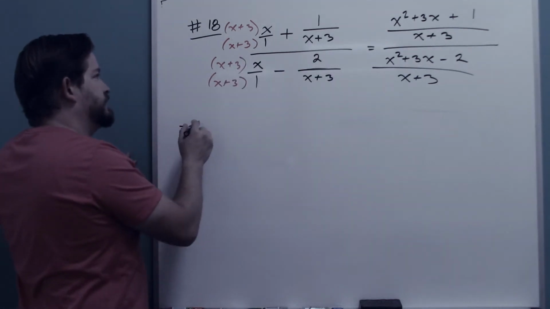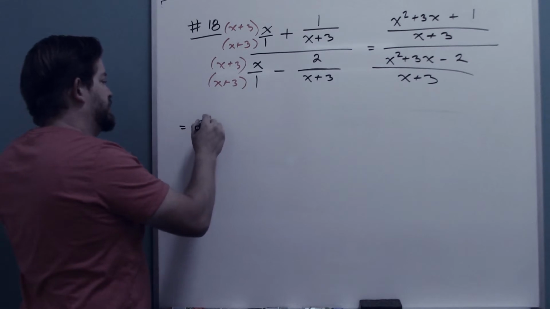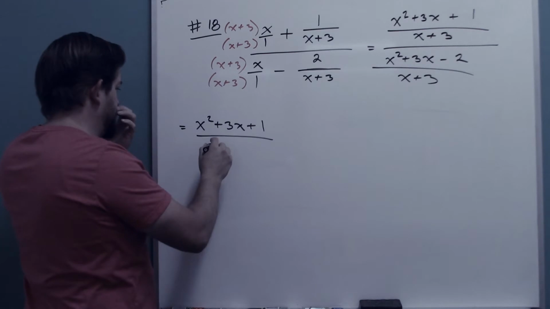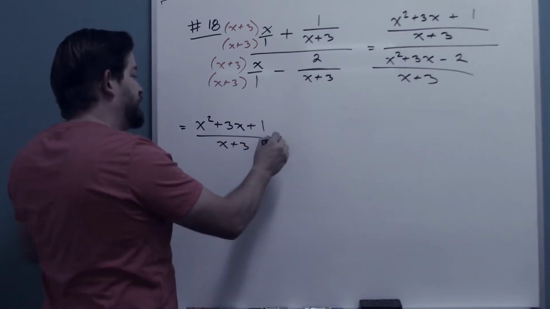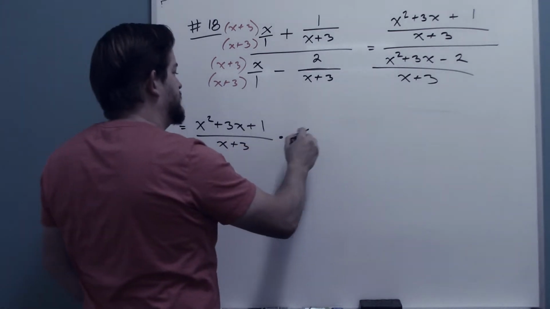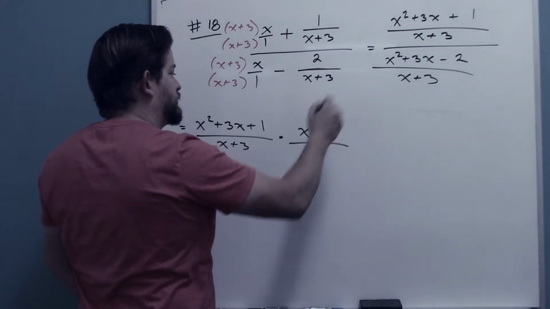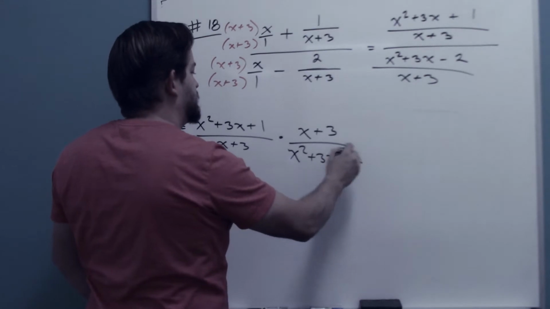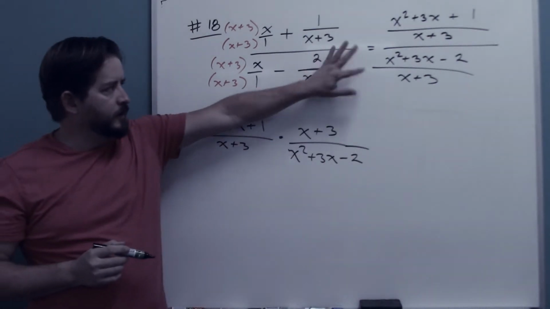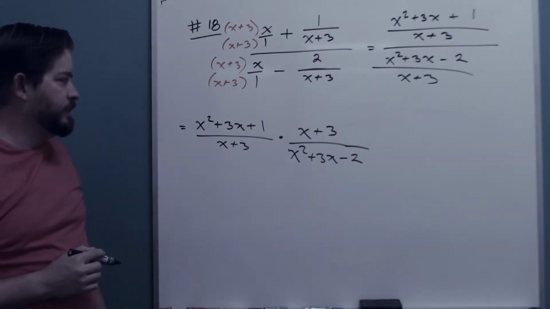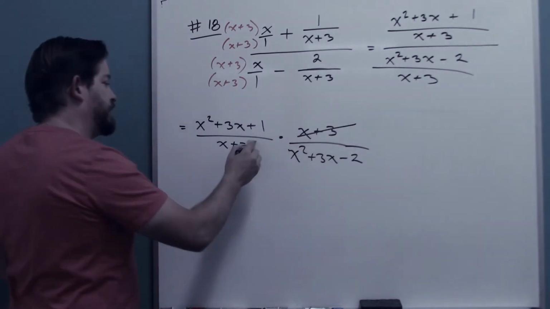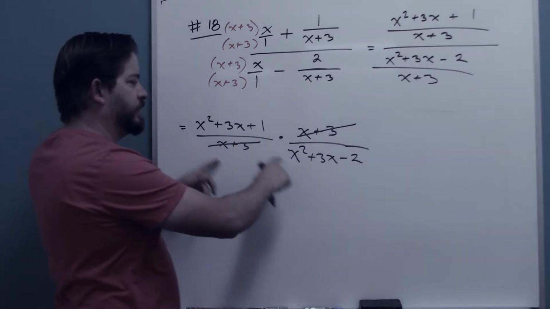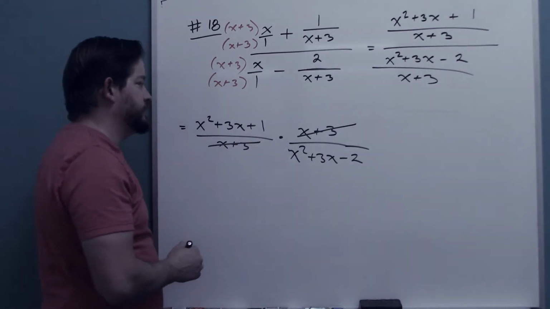So I'll rewrite this here. x squared plus 3x plus 1 all over x plus 3, multiplied by x plus 3 over x squared plus 3x minus 2. Right? I've just taken the denominator, flipped it, and turned it into a multiply. The nice thing I can see right off the bat, my factor of x plus 3 is going to cancel out. Let's see what my numerator and my denominator that are left factor into.